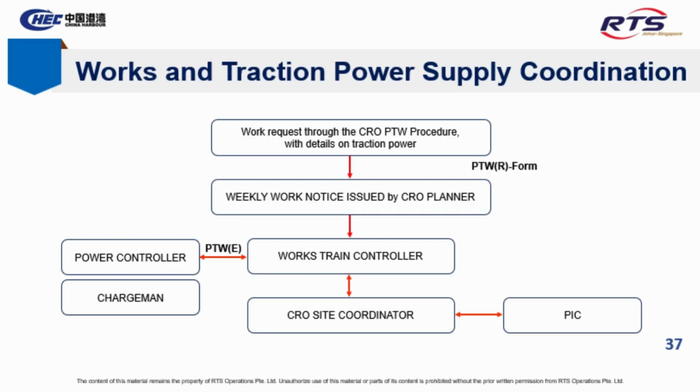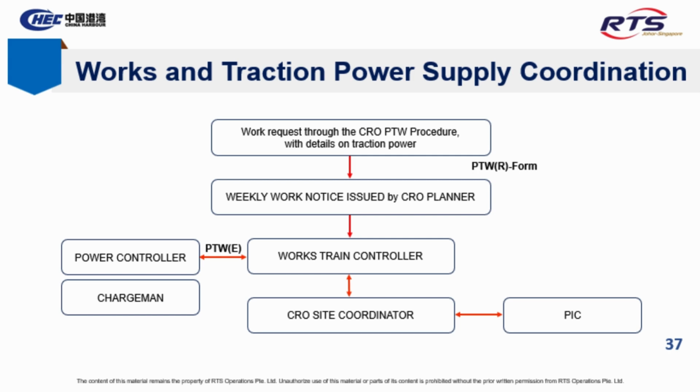Slide 37, Works and Traction Power Supply Coordination. Process flow. This chart outlines the permit to work process for traction power coordination. Work begins with a PTW form submitted through the CRO PTW procedure, including traction power requirements.